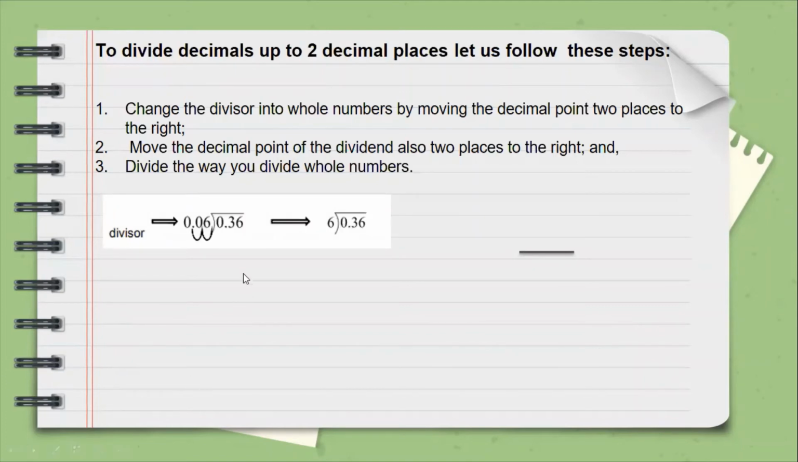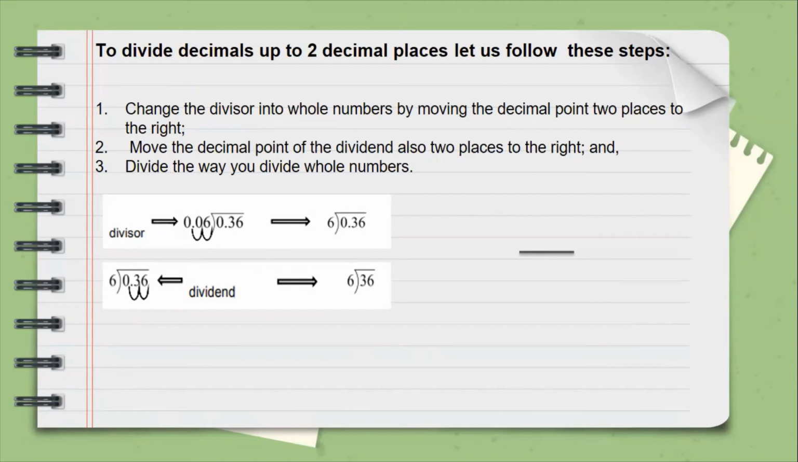Since we are dividing a decimal, we need to move the decimal point of the divisor to the right to make this 6 a whole number. So let us move this one. How many places? I think this is 2 places. 1, 2. So 0.06 will now become a whole number 6. When we change our divisor into a whole number by moving its decimal to the right, we need also to move the decimal of our dividend to the right, depending on how many times we moved the decimal of our divisor.